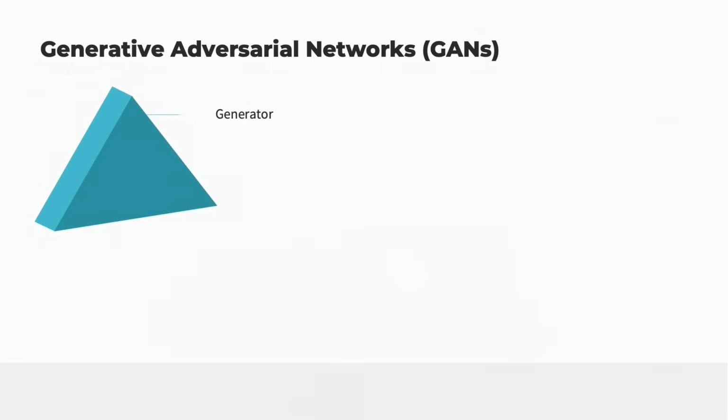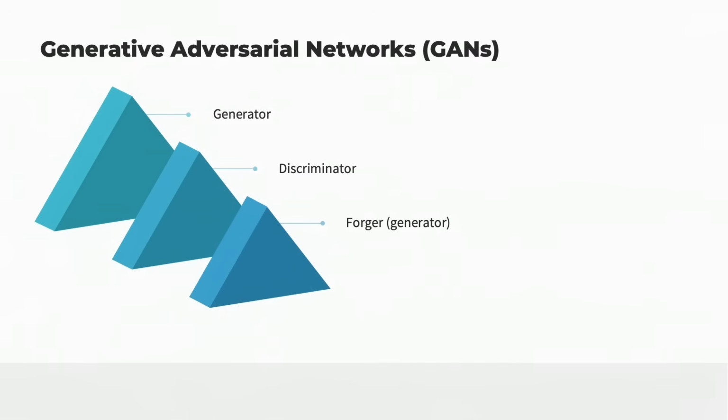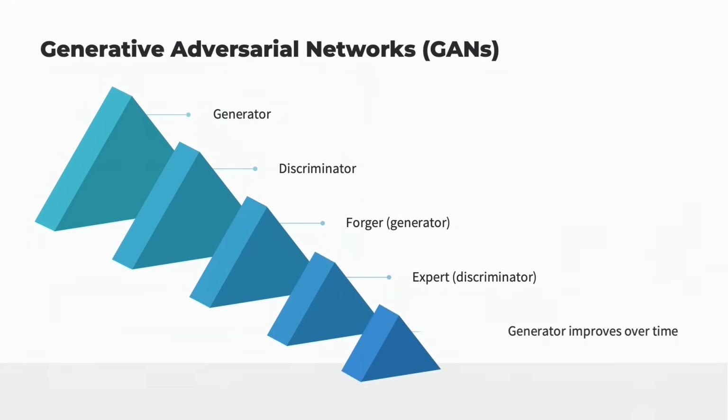GANs consist of two neural networks competing against each other. The generator creates data that mimics the training set, while the discriminator evaluates this data against the real data set. The process is akin to a forger, that's the generator, trying to create convincing fake art, and the art expert, the discriminator, trying to detect the forgery. Over time, the generator improves, producing increasingly realistic data.